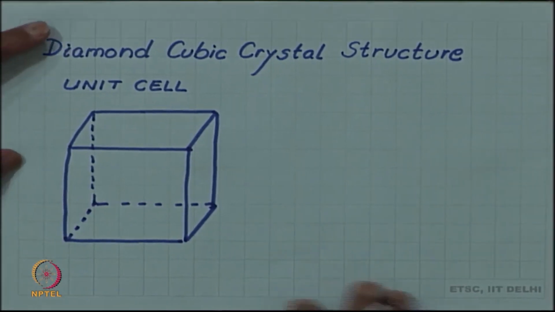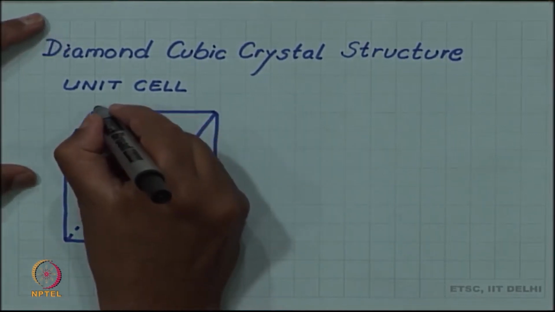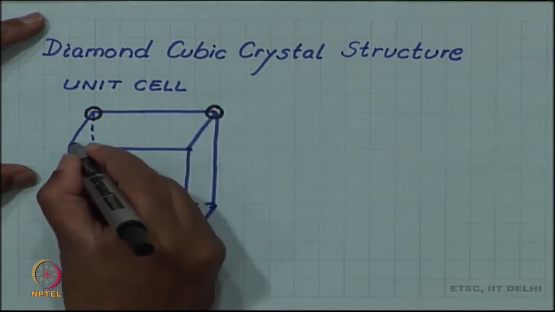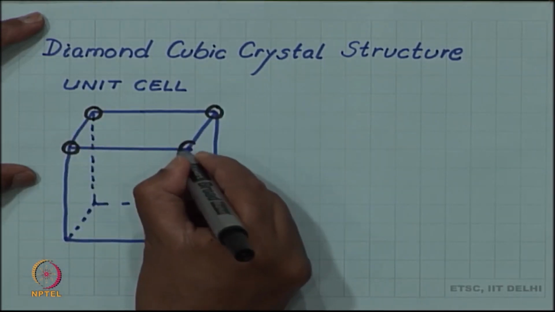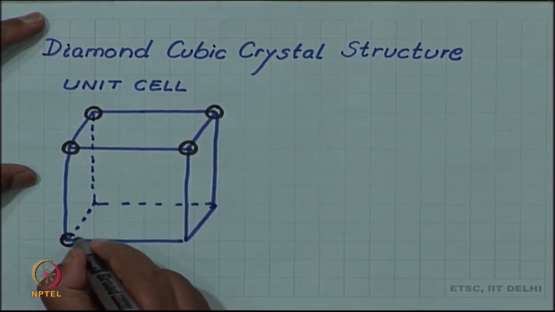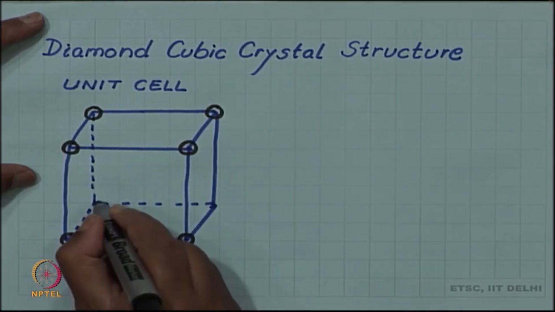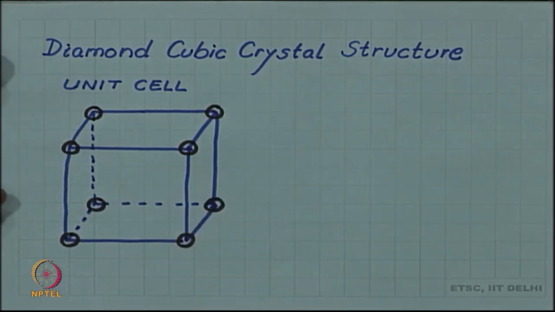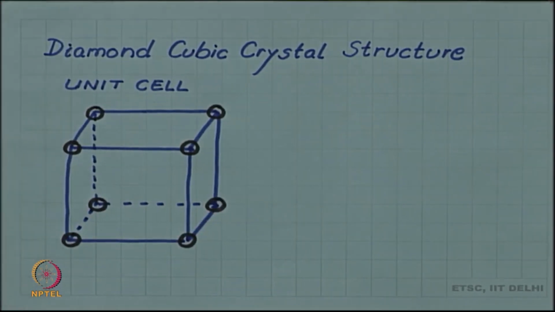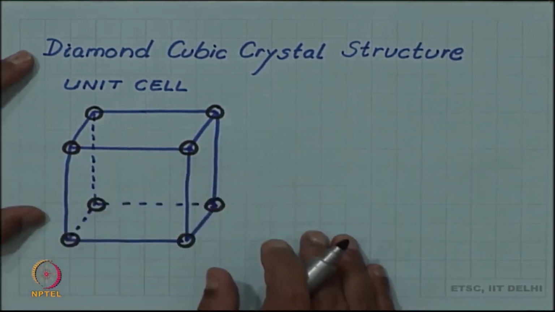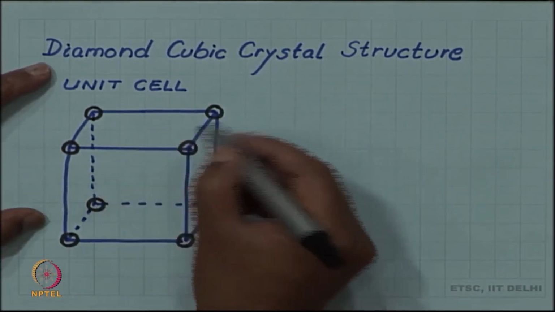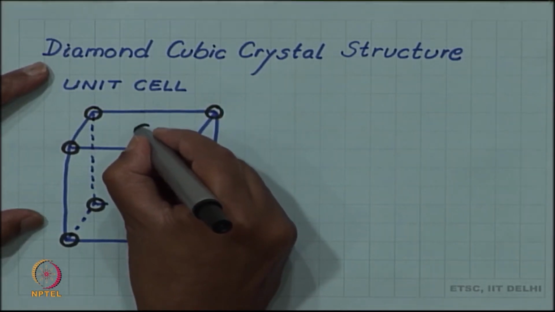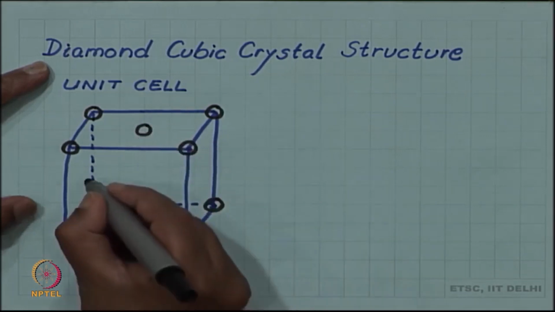So, let us place the carbon atoms now. We place the carbon atoms at all the corners of the unit cell. So, that is the 8 atoms at the corners. It is a face centered cubic unit cell. So, we place atoms at face centers also.